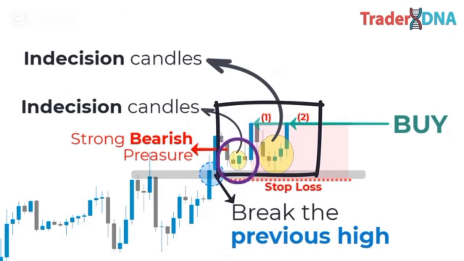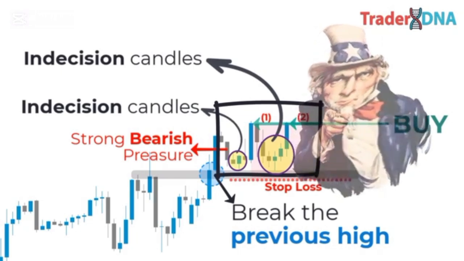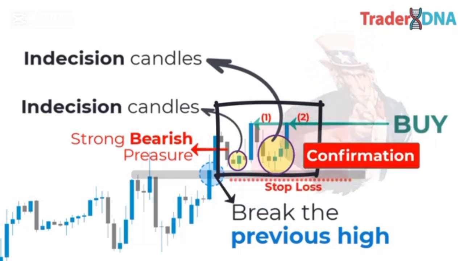When you see indecision candles holding above the support area, that's the market telling you, hey, I respect this level. And that, my friends, is what we call confirmation. And if there's no confirmation, there's no trade. Period. Now, let's break it down using our chart example.